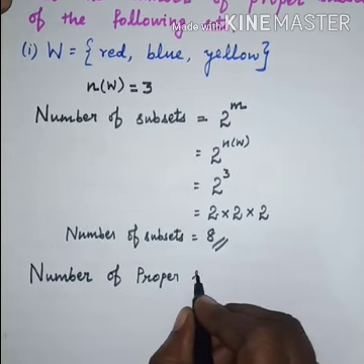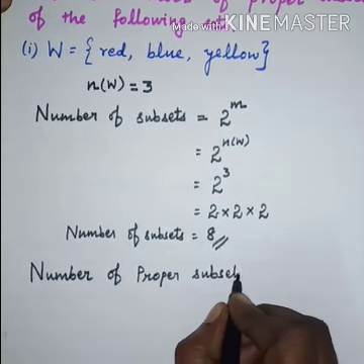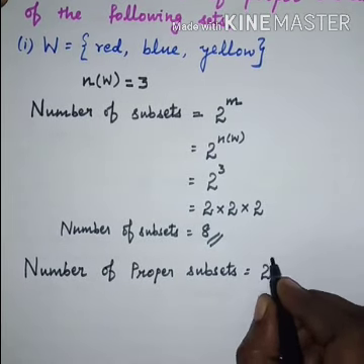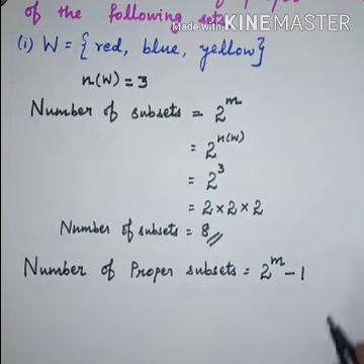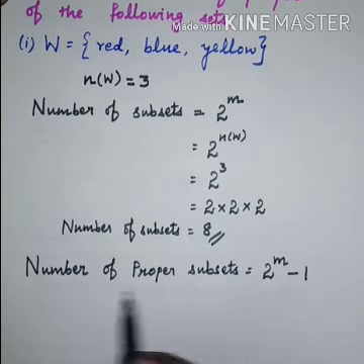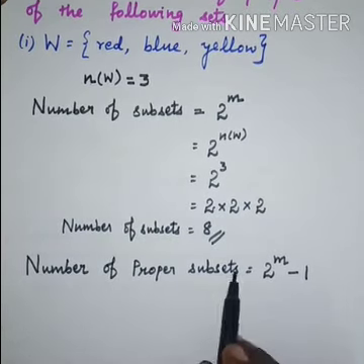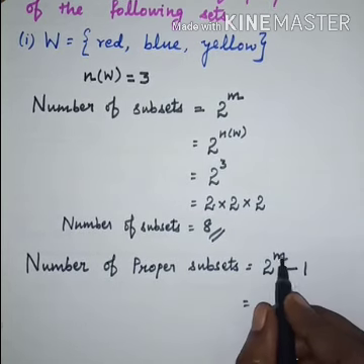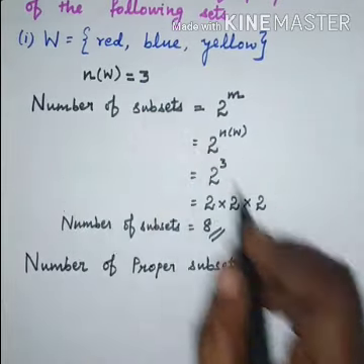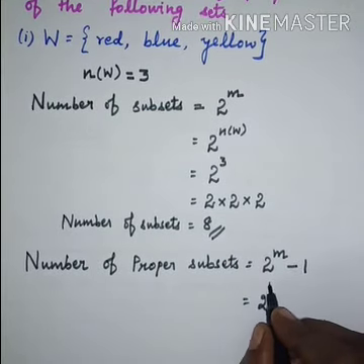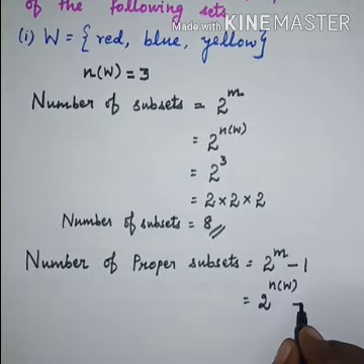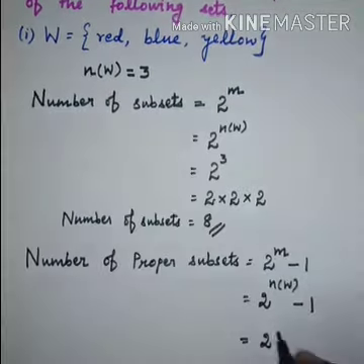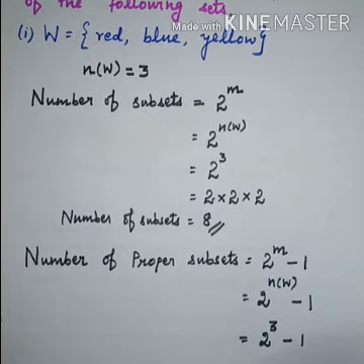What is the formula to find the number of proper subsets? It is nothing but 2 power m minus 1. Just now we saw the formula to find the number of proper subsets is 2 power m minus 1. Here m is nothing but the number of elements in the set, that is 2 power n(W) minus 1. So here the number of elements is 3. 2 power 3 minus 1.